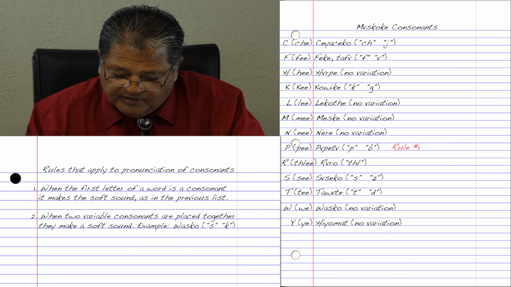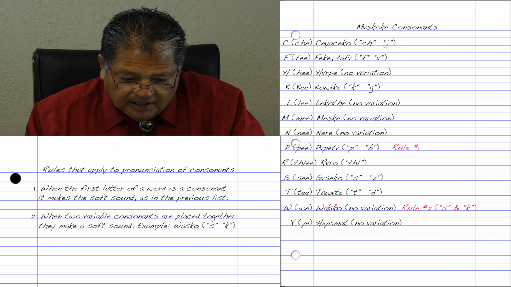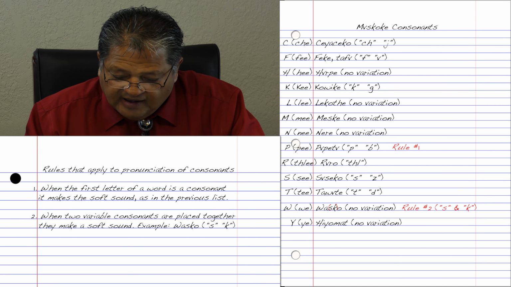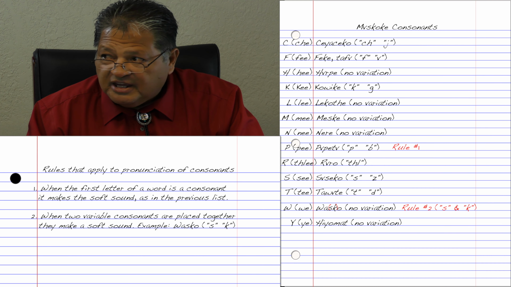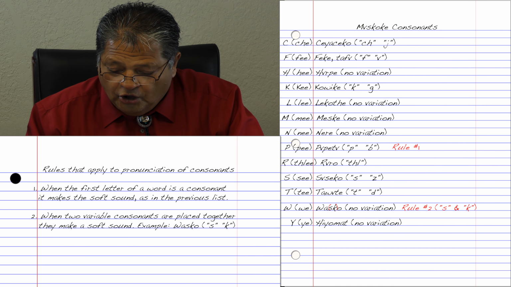The example that I have is the word wasco, which in the previous list actually means, in our alphabet, chigger. You see the S and the K that's underlined there? They both make the soft sound because they're placed together. Wasco.